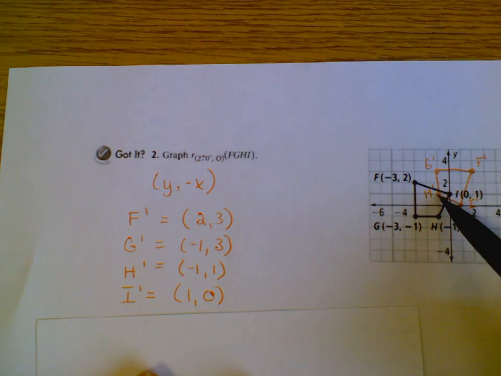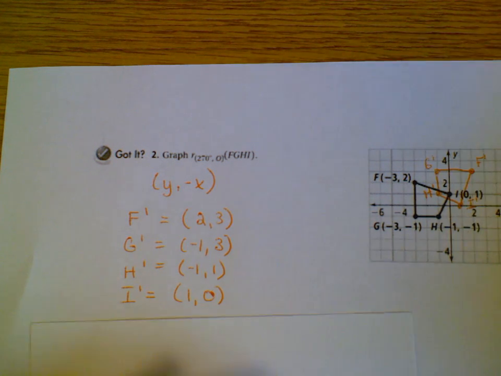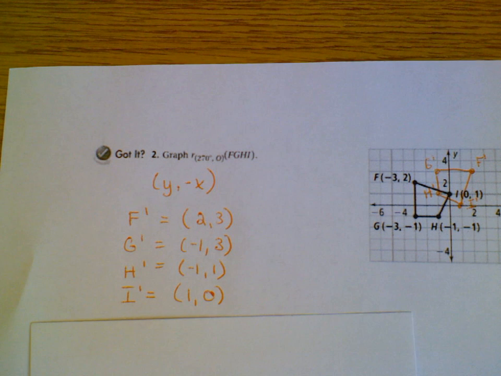Then I went ahead and just plotted those points and then labeled each one with f prime, g prime, h prime, or i prime. If you still have questions on how to use those formulas to rotate, please let me know.